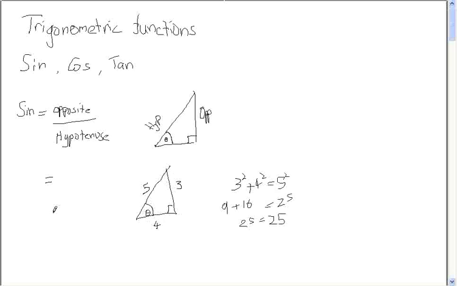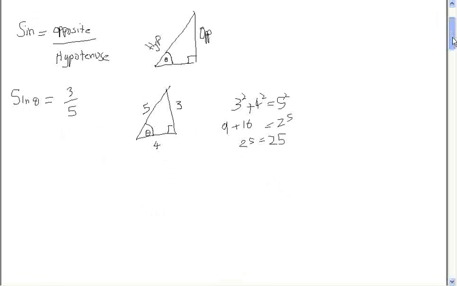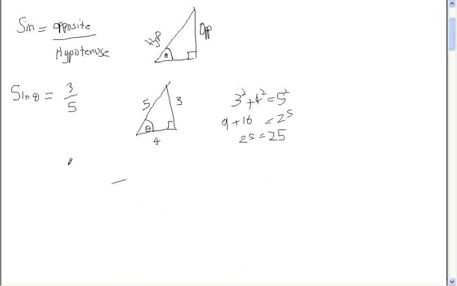So if I do the sine theta for this angle here, that would be 3 divided by 5. So the sine theta value of that angle there is 3 divided by 5. Alright, so that's the sine function. Okay, next we'll look at the cos function. The cos function is a ratio between the adjacent side and the hypotenuse.